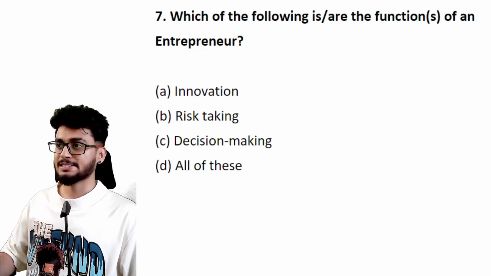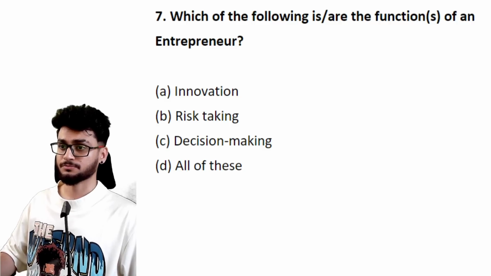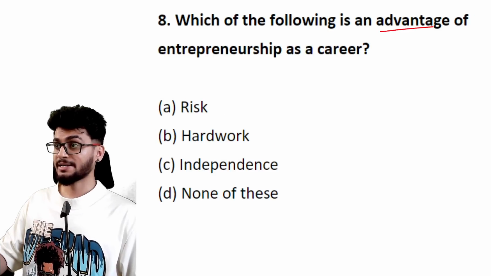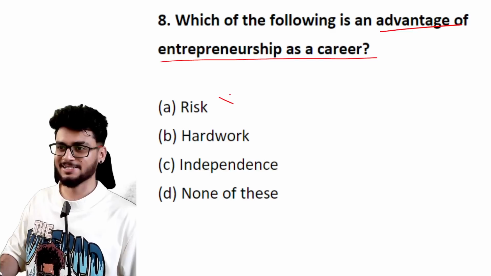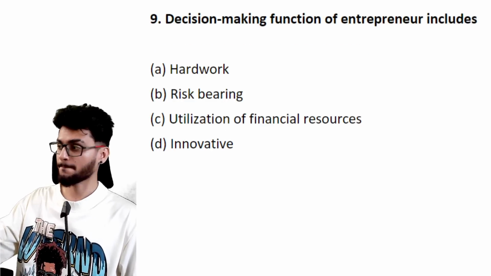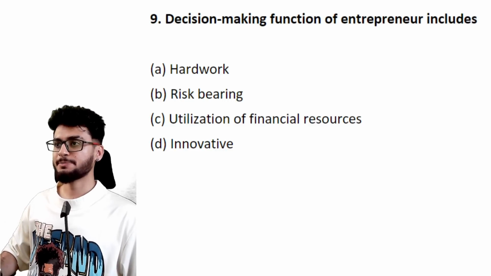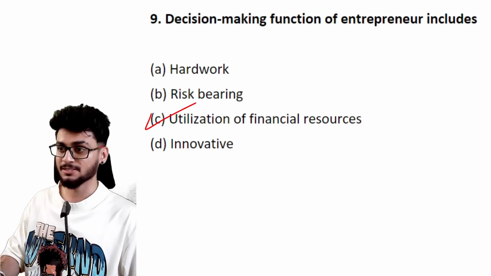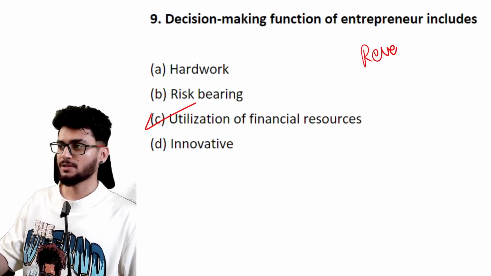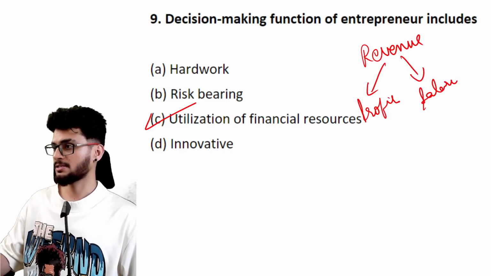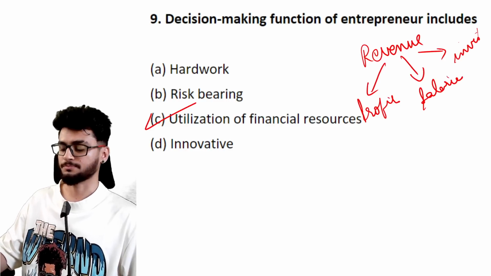Which of the following is or are the functions of an entrepreneur? So functions may be decision making, risk taking, innovation, all three. Advantage of entrepreneurship as a career. Risk is not an advantage, hard work is not an advantage, but independence is an advantage. Decision-making function of an entrepreneur includes hard work, risk-bearing, utilization of financial resources. So yes, you need to understand how your revenue is coming in, and how you need to divide it for profits, for salaries, for investment, and so on.